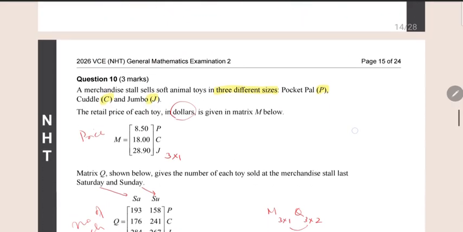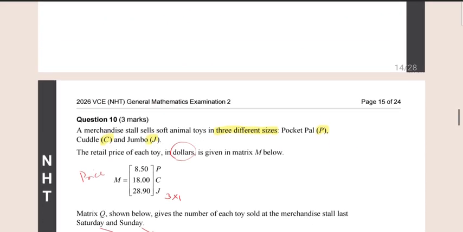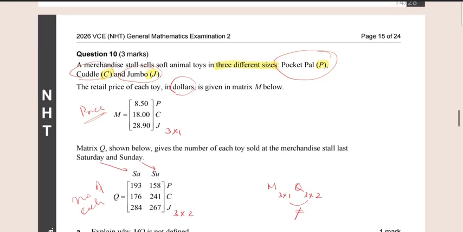Question 10. A merchandise stall sells soft animal toys in 3 sizes: Pocket Pal, Cuddle, and Jumbo. So we'll talk about them in terms of PCJ. The retail price in dollars is given by the matrix. So usually, because I'll be dealing with quite a few matrices, I write what that matrix represents next to it so that it's easy for me to go back and forth on it. Matrix Q below gives the number of each toy sold on 2 different days, Saturday and Sunday.